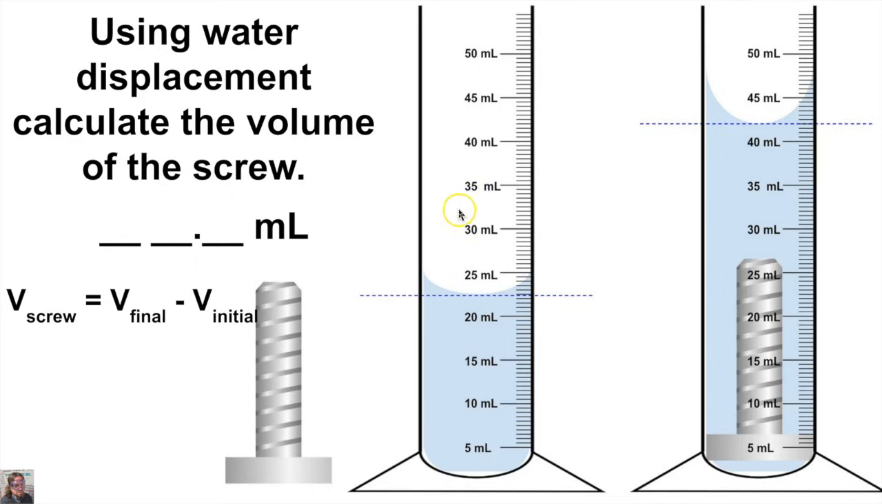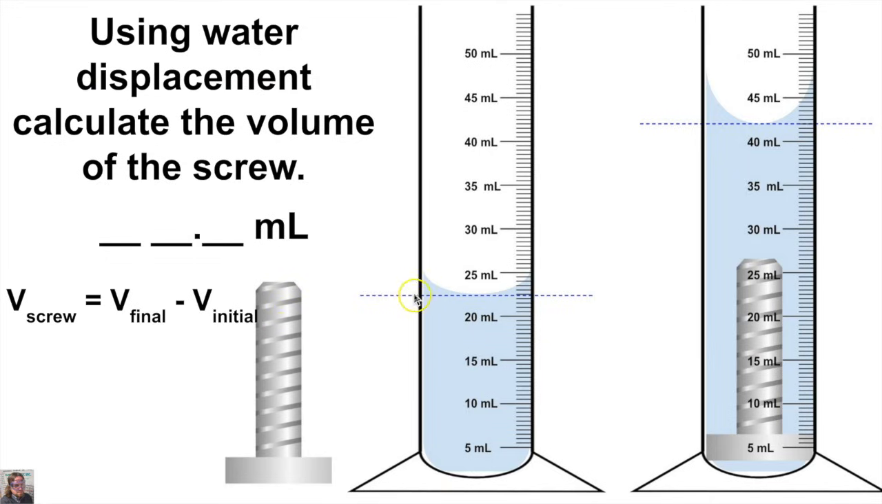So how can we use a graduated cylinder and water to determine the volume of an irregular shaped object like a screw? If we have an irregular shaped object like a screw, we don't have a mathematical formula that allows us to determine the volume of a screw or an irregular shaped object. So how can we figure out the volume of this screw? Well, we can use something called water displacement to determine the volume of this screw right here. And here's how it works.